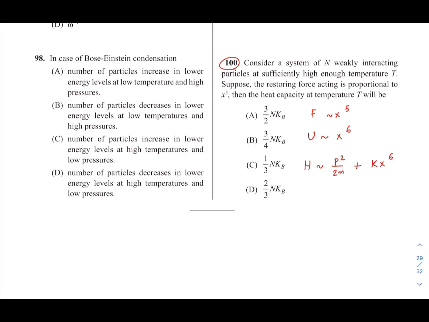So in general, a term like x to the power s will contribute kB by s to the heat capacity. Thus the contribution to the heat capacity from this term will be kB by 2, and from this term will be kB by 6, and that is 2 by 3 kB. Since there are n particles, we have kB times n times 2 by 3. So option D is the correct answer.